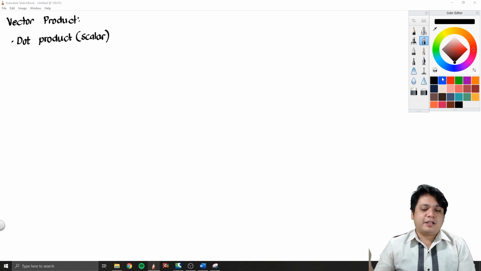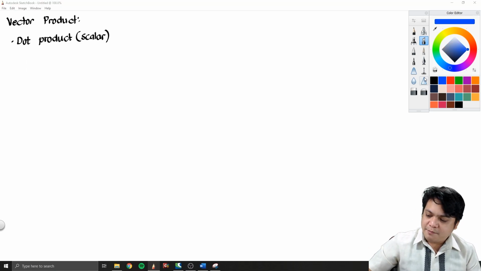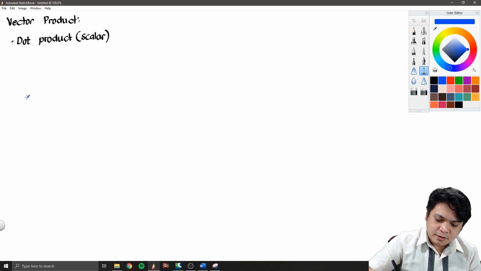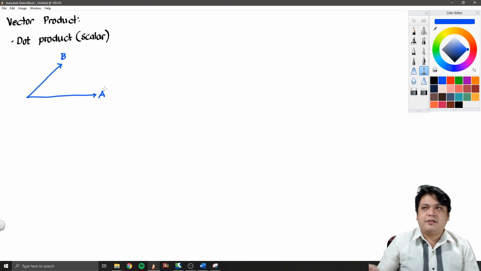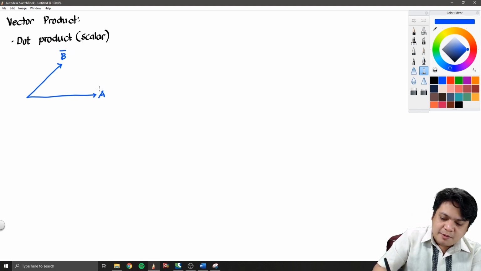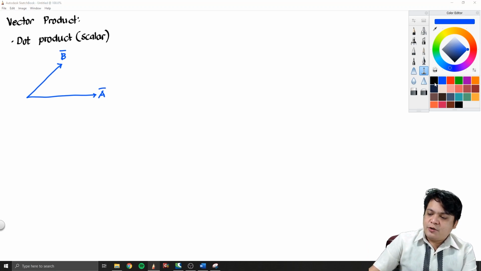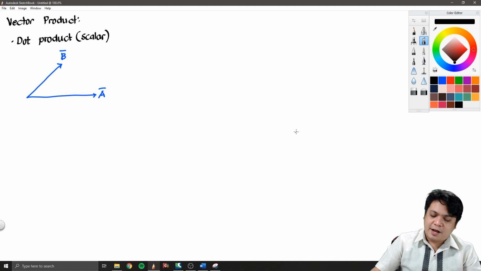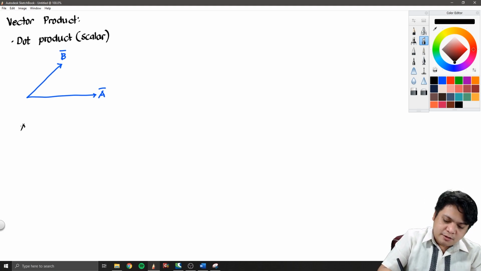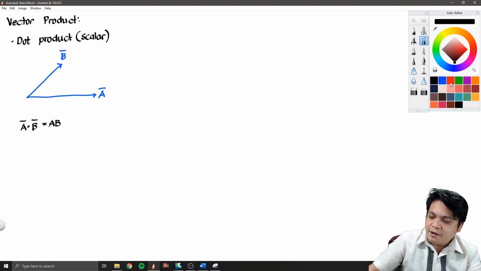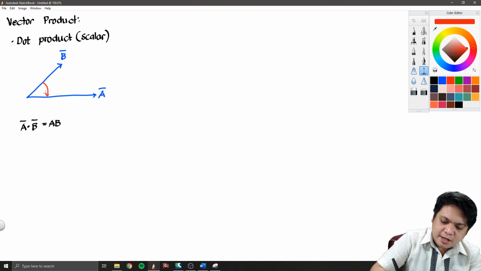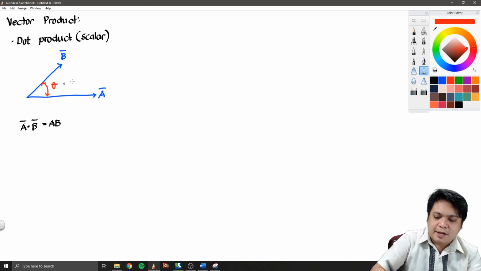For example, I will give two vectors. I will have here a sample vector A, and then vector B. Both have a magnitude and a direction. In vector form, A dot B, this is the symbol, is the magnitude of A without direction multiplied by the magnitude of B. And of course, there is an angle between them, which we will call theta.